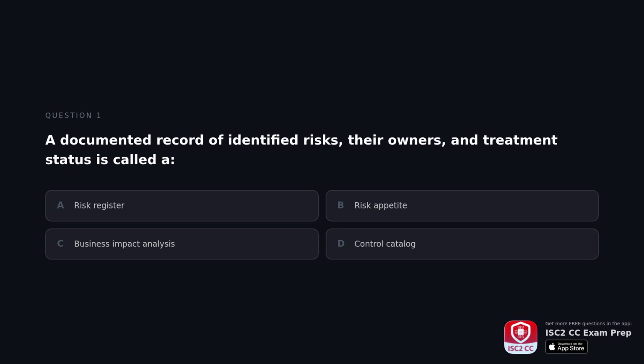A documented record of identified risks, their owners, and treatment status is called a: A. risk register, B. risk appetite, C. business impact analysis, D. control catalog.